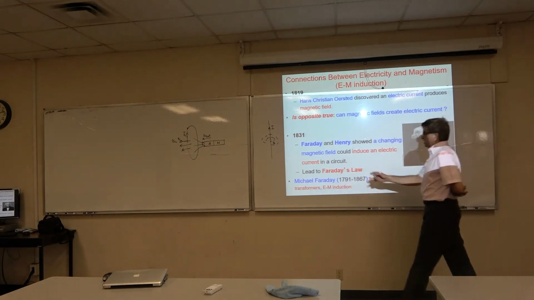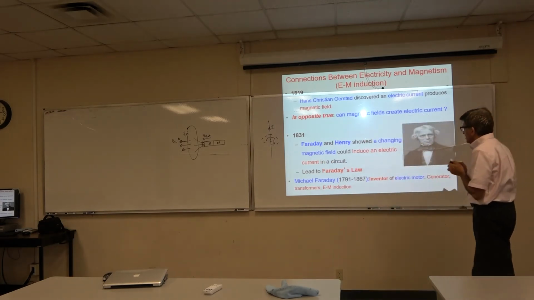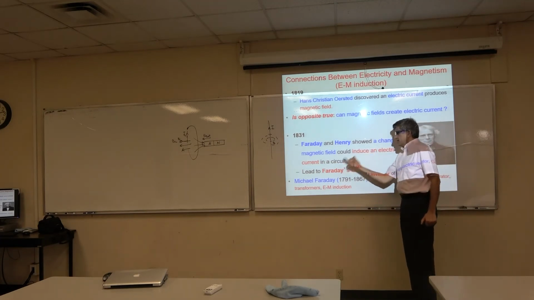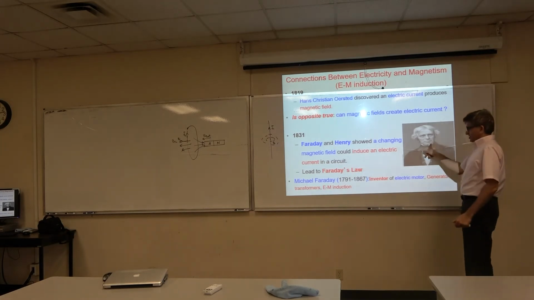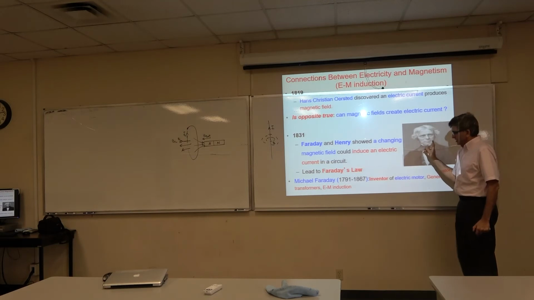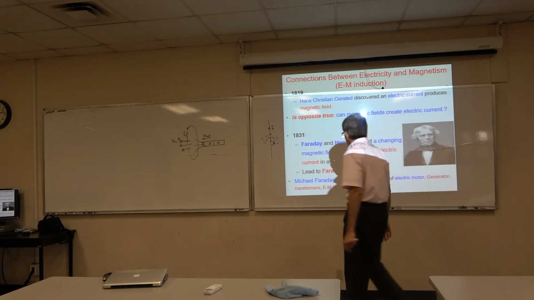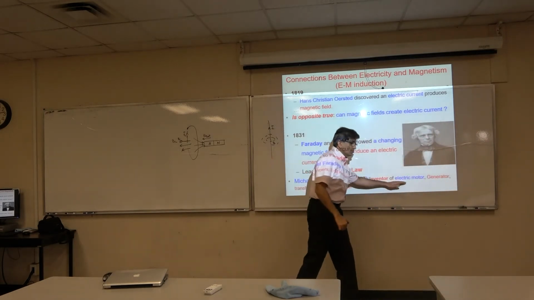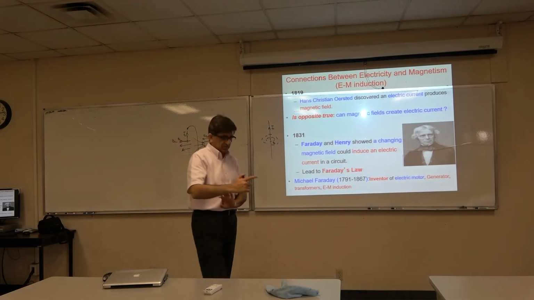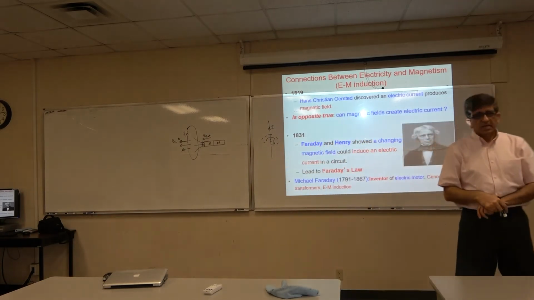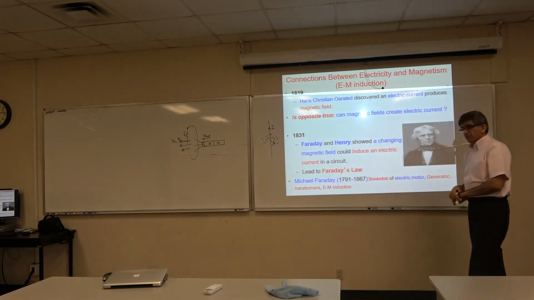And sure enough, in 1831, Mr. Faraday and Henry showed a changing magnetic field can induce the electric current in the circuit, and that leads Mr. Faraday to come up with Faraday's laws. Mr. Michael Faraday not only came up with Faraday's laws, but he is an inventor of the electric motor, which we discussed in the previous chapter, and also the generator that generates the electric current. We will talk about that in this chapter soon. And then also the inventor of the transformer. We will also talk about that.